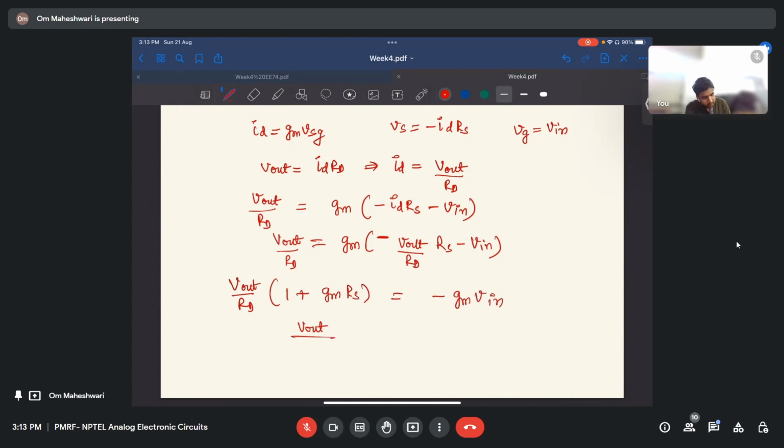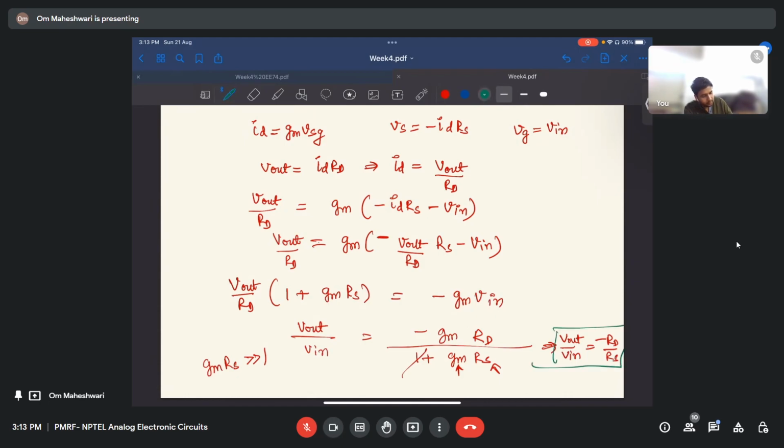So V out by V in equals minus Gm RD by 1 plus Gm Rs. Again, Rs will be in kilo ohms and Gm in millisiemens. So Gm Rs would be much greater than 1, so we can ignore this one. So we get V out by V in equals minus RD by Rs. This is the gain.